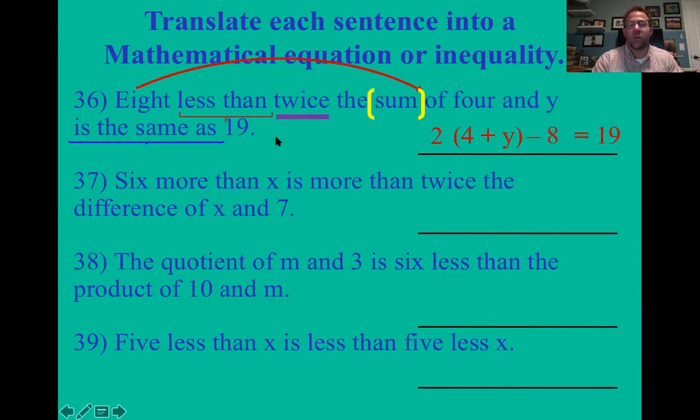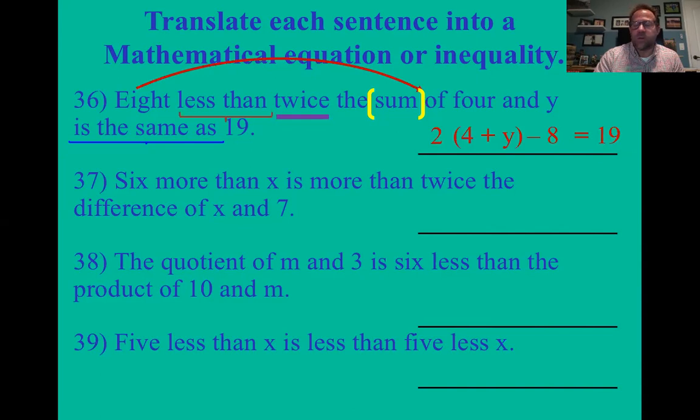It didn't say go behind the 19. It said less than twice the sum. Okay, so there's your answer right there. That's it. Okay, 37. 6 more than x is more than twice the difference of x and 7. Holy moly. Okay, here we go.